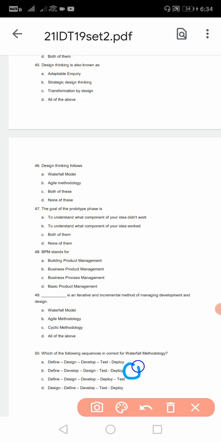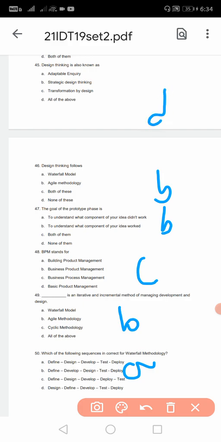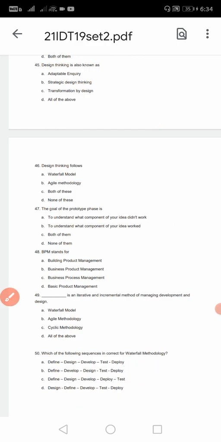Okay, this is B, this is C and this is B. Okay, one second. This is B, and design thinking is also known as, this is D. These are the answers. So this is a brief analysis of the model question paper set number 2.